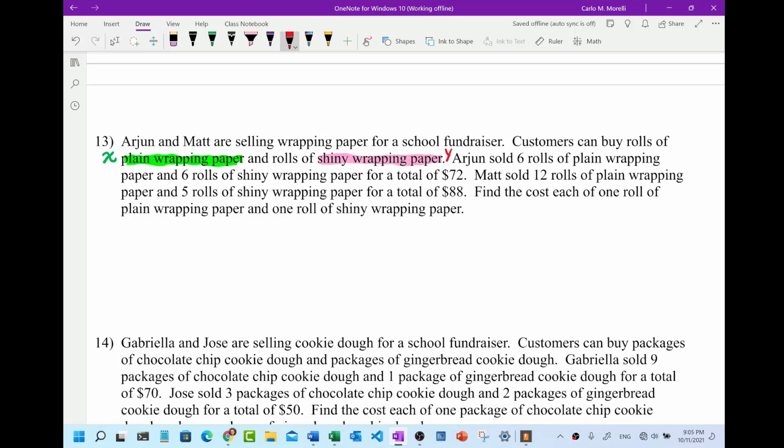Okay, that makes sense. So it says Arjun sold 6 rolls of plain wrapping paper, or 6x, and 6 rolls of shiny wrapping paper, 6y, for a total of 22, equals 22. So let's write this down.